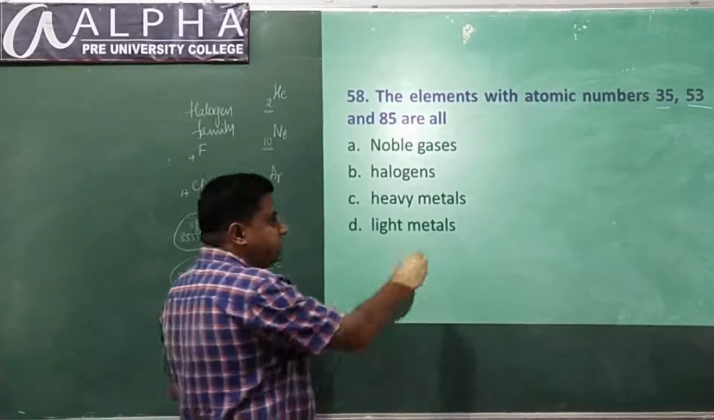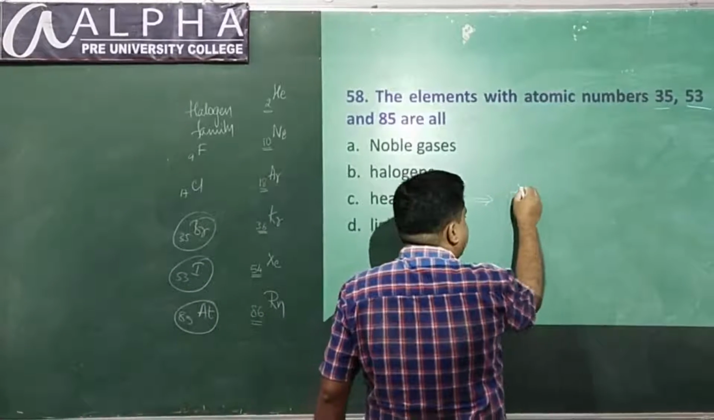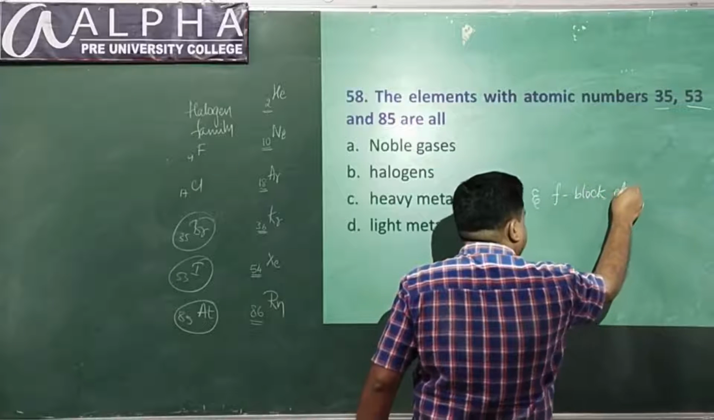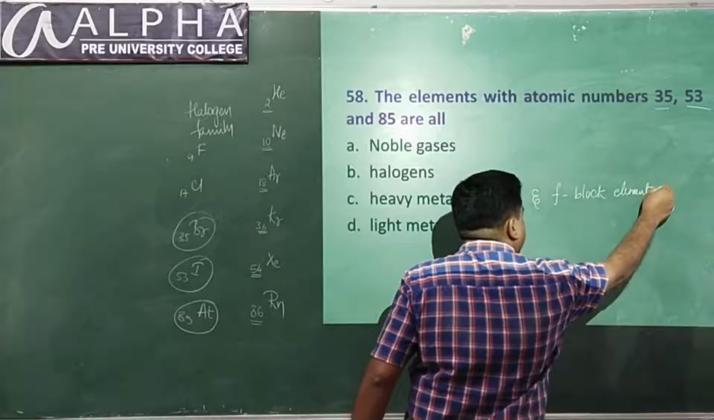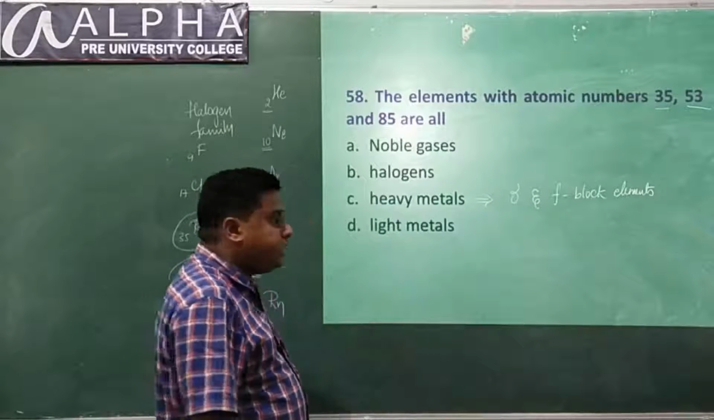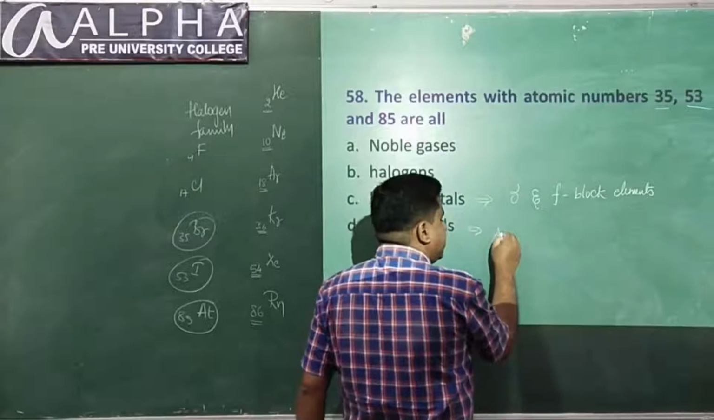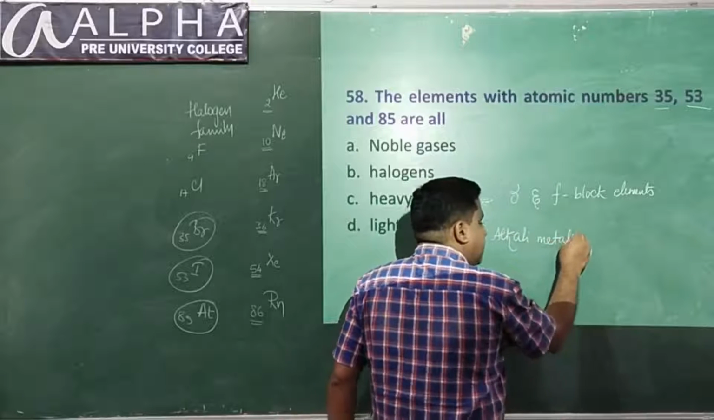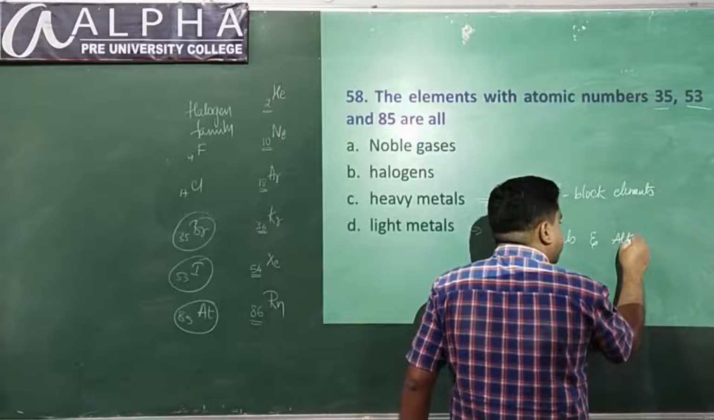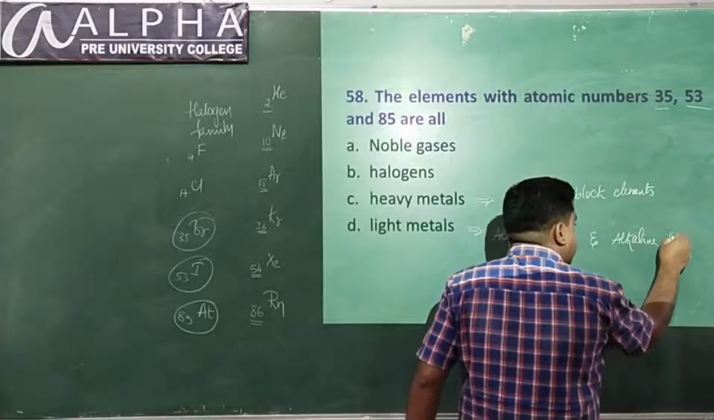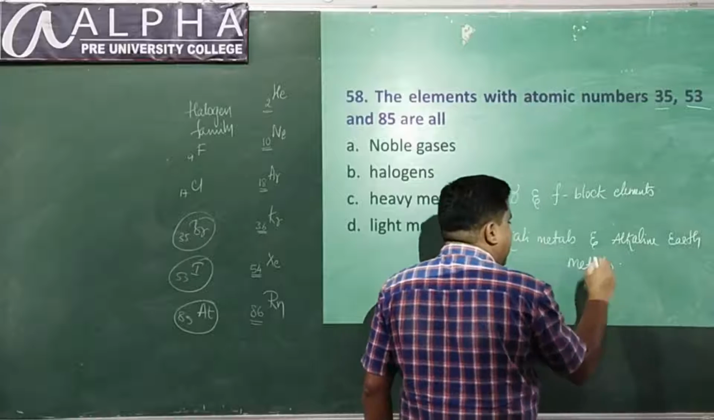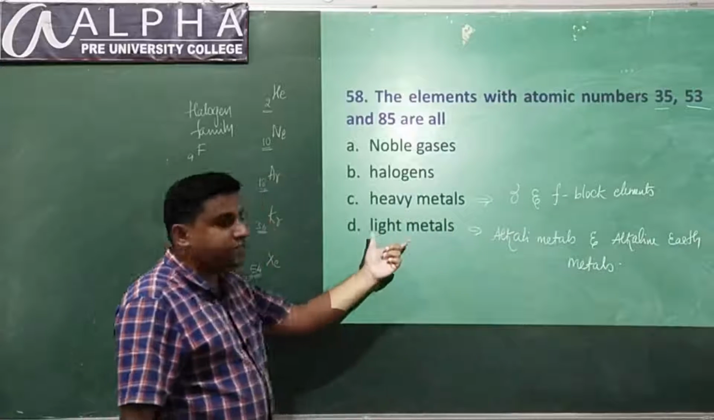Heavy metals means the D block elements and F block elements. Whereas light metals means the alkali metals and alkaline earth metals. Alkali metals and alkaline earth metals are called light metals.